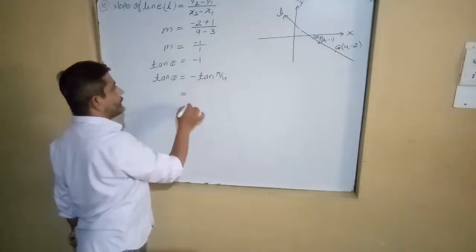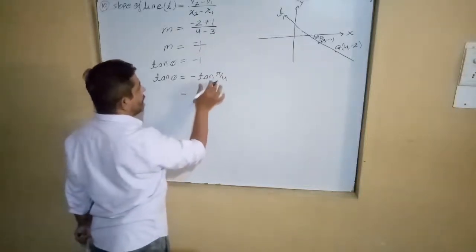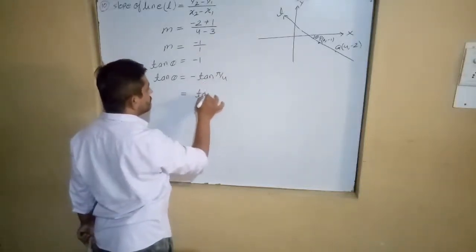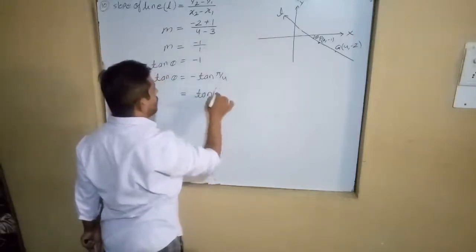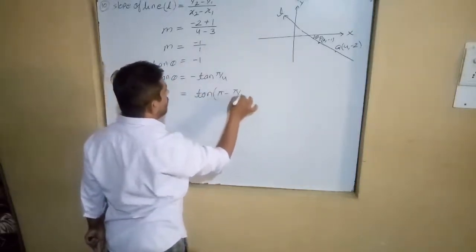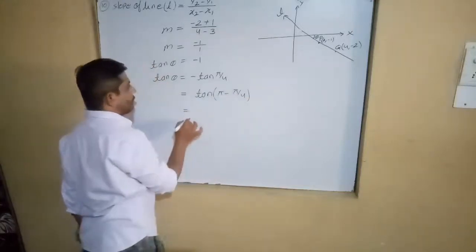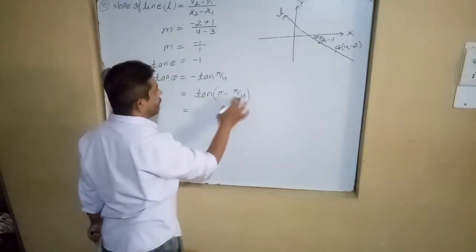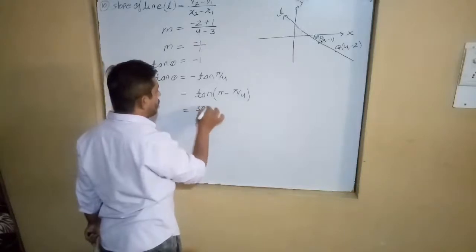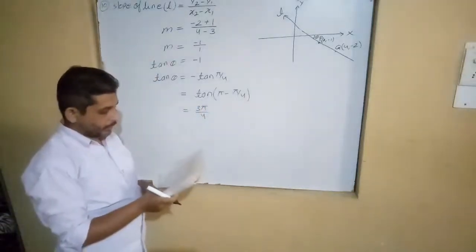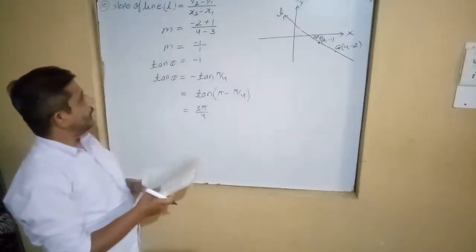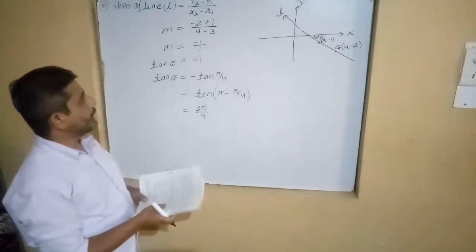So we can write here like this: tan(180 minus theta), which means tan(pi minus pi by 4). So what will come here? Tan(pi minus pi by 4) is 3 pi by 4. 3 pi by 4 is our slope of this line L.